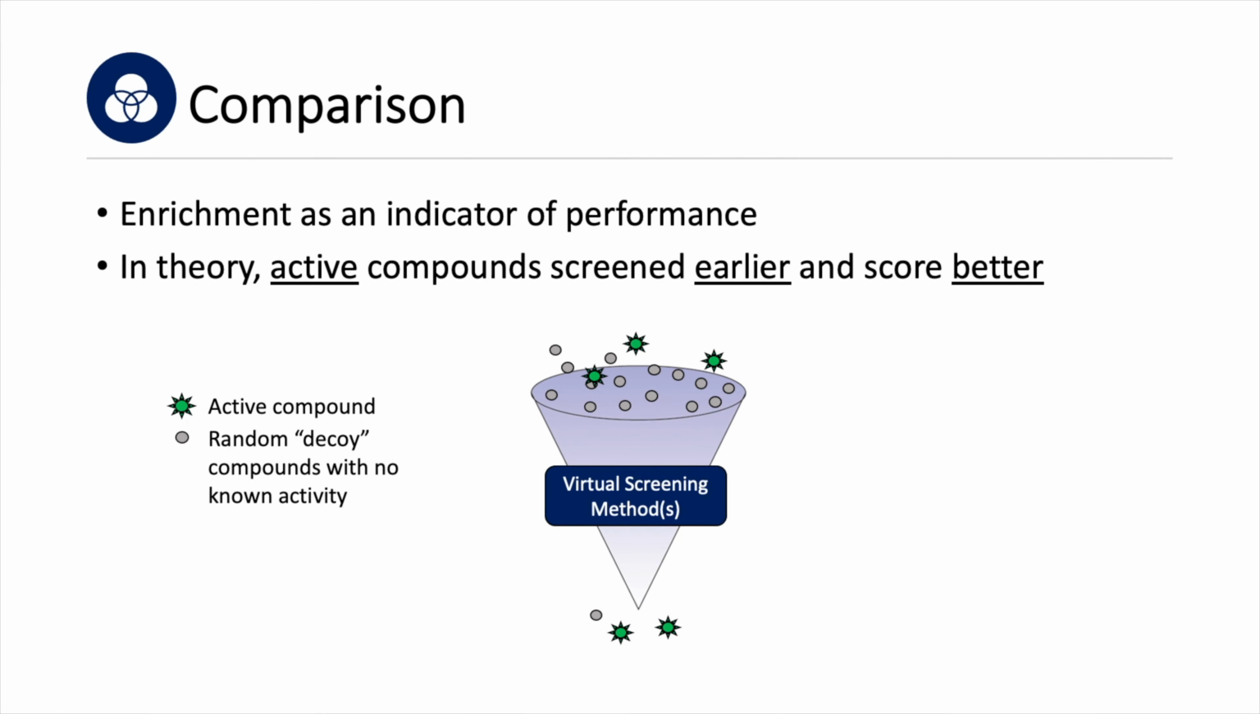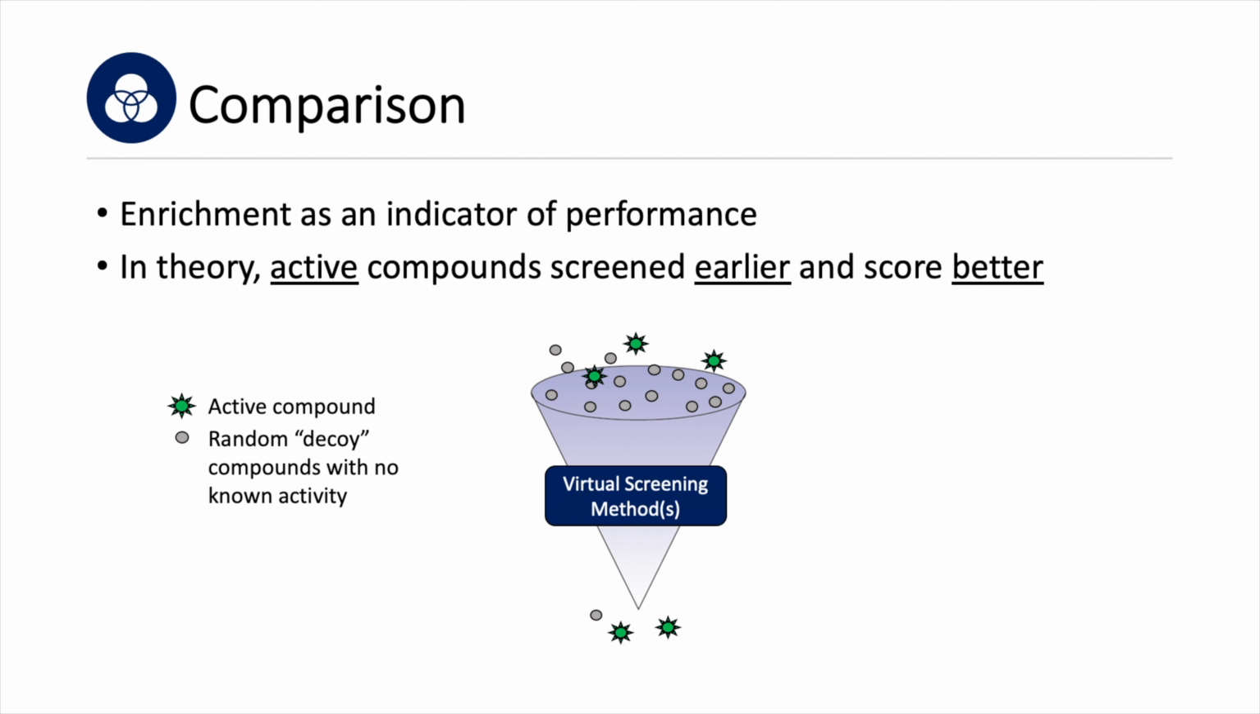The performance of each screening method was compared to achieve the primary objective using enrichment as an indicator of performance. Enrichment for each screening method is determined by screening a large library of compounds with no known activity, called decoys, together with a few compounds with known activity.